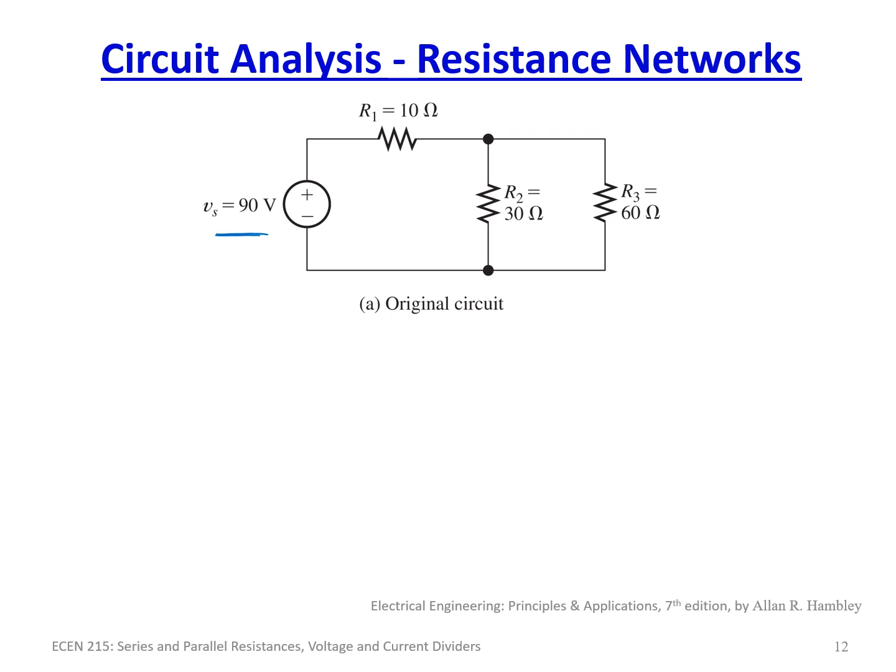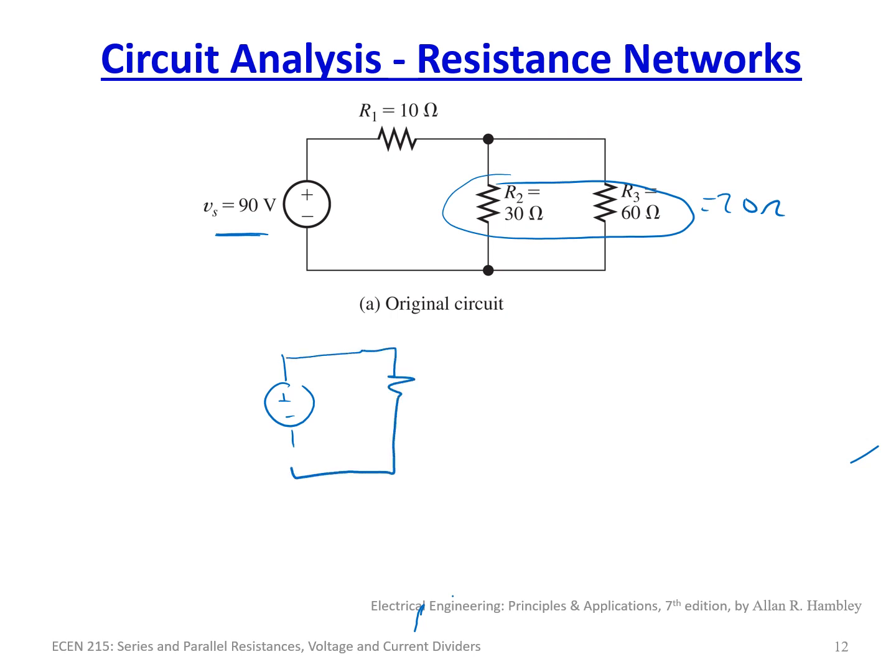So let's first reduce this. Let's first focus on that. So we have 30 and 60, which then becomes, this is simply equal to 20 ohms. So we end up with a 10 ohm and a 20 ohm resistor in series. So we end up with a circuit that the equivalent looks like this.